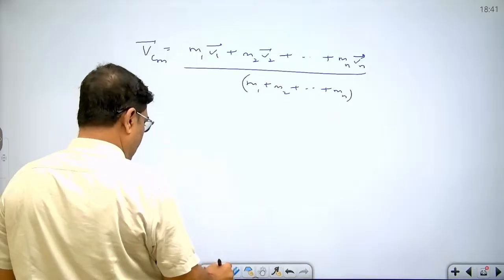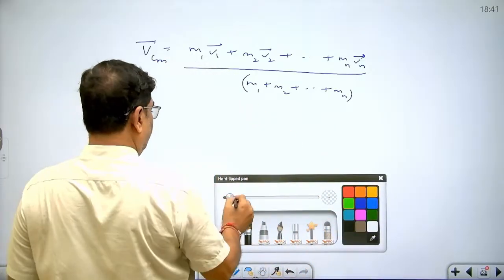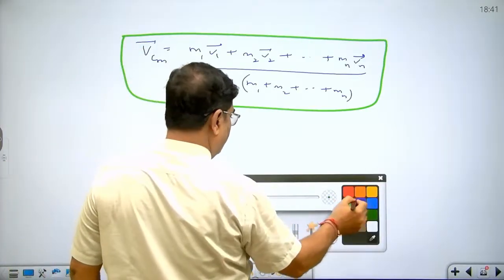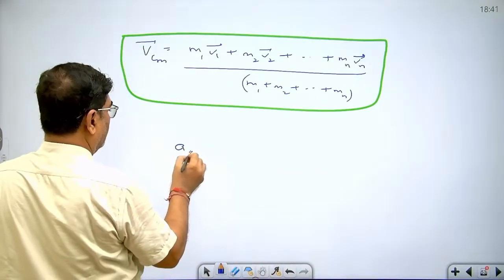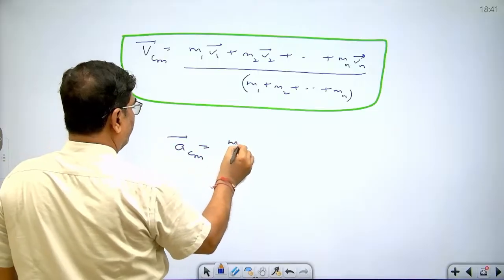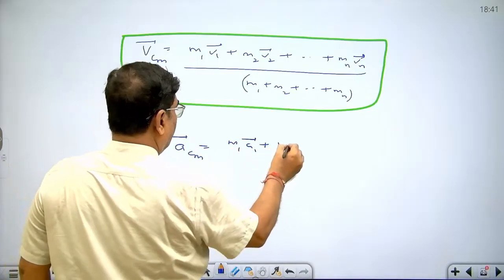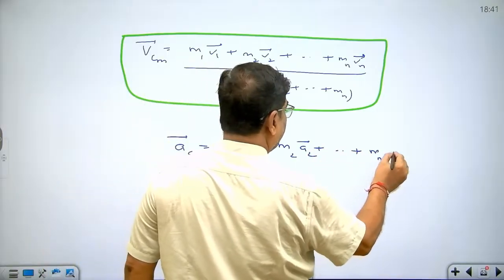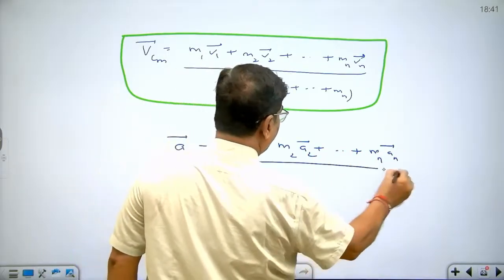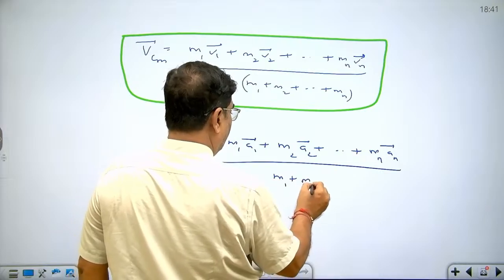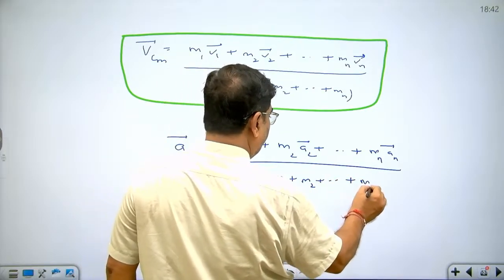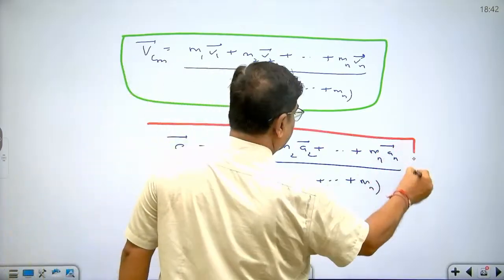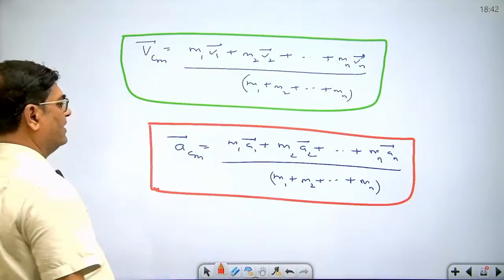And in a very similar way, we can write the equation for acceleration of center of mass also. This is M1 A1 plus M2 A2 plus Mn An divided by M1 plus M2 plus dot dot plus Mn. This is the acceleration of center of mass.